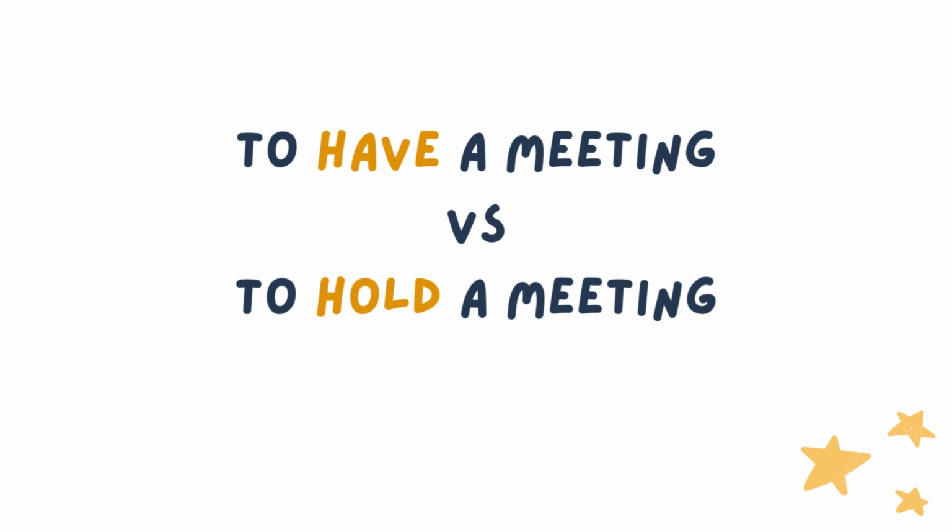meeting. For example, let's have a meeting tomorrow to go over the details. So you use it for everyday conversations, informal or semi-formal settings. Whereas to hold a meeting implies a level of responsibility for organizing or leading that meeting. It has a more formal tone and is often used in a professional context. For instance, the board will hold a meeting next week to review the budget.